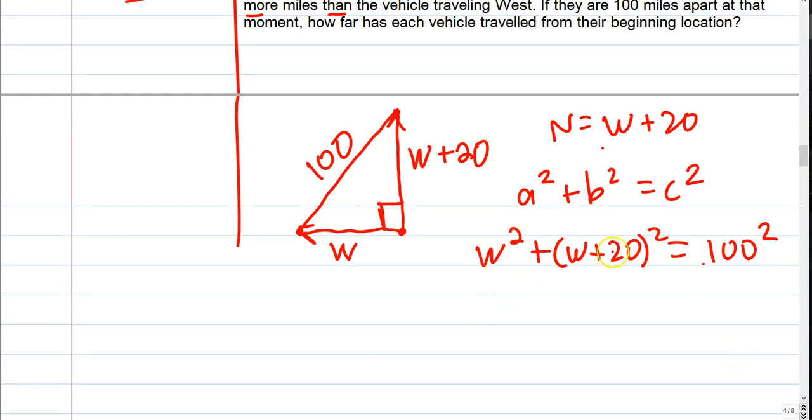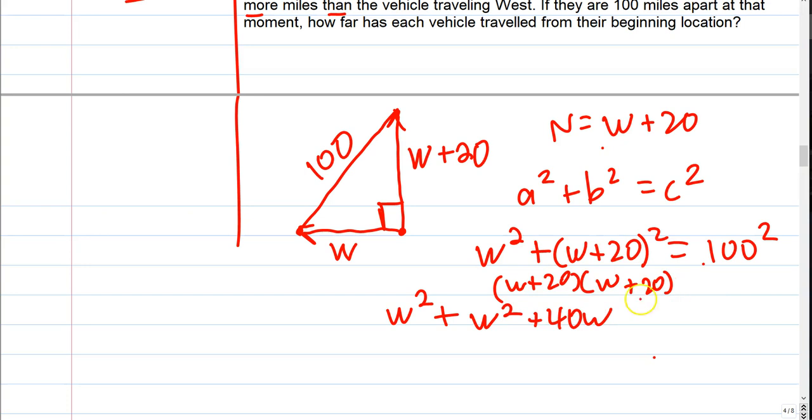We can distribute this, so we have W squared plus... do not make that W squared plus 400. You need to take the time to distribute that. You get W squared, 20W and 20W would give you 40W in the middle. 20 times 20, how about 400? And 100 squared would be 10,000.